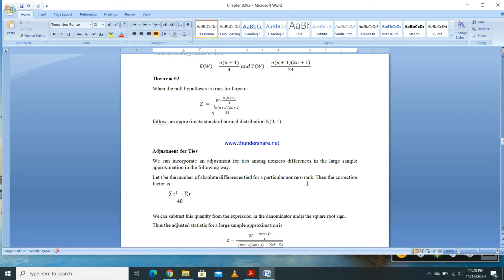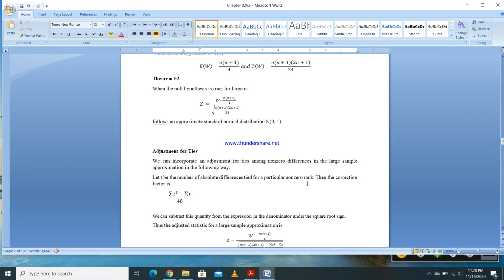Even when you have a small data set, sometimes when we cannot apply the parametric methods, we choose non-parametric methods. But sometimes we can use the large sample approximation under certain assumptions. In those cases we discussed what the large sample approximation is for the Wilcoxon test.